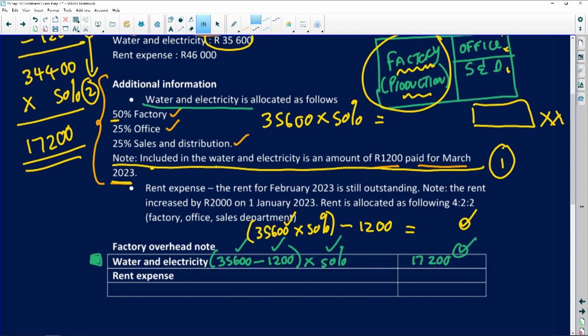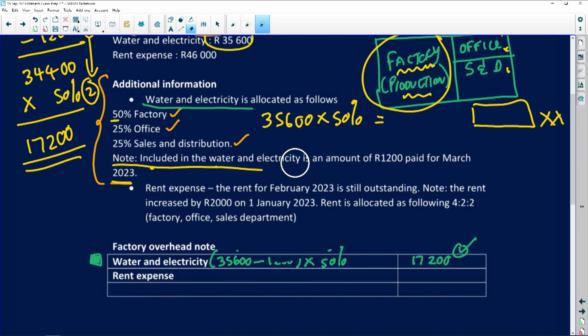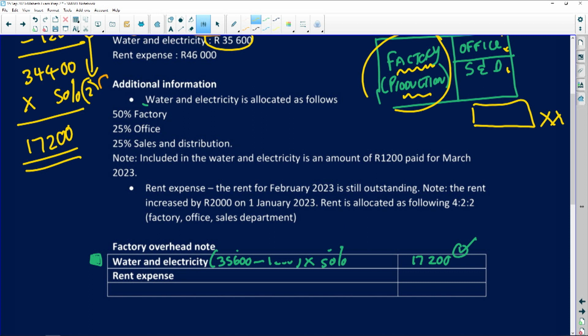Okay, right, then the next error, still the same error, the year-end adjustment error. What I want to look at is rent. So I'm just going to, again, make sure that no one's confused. Let's just remove all of this writing and let's now focus on rent. Rent expense, the rent for February 2023 is still outstanding. Note the rent increased by 2,000 Rand on the 1st of Jan 2023. Rent is allocated as follows, right? So the ratio 4:2:2. And that represents the factory, the office, and the sales department.